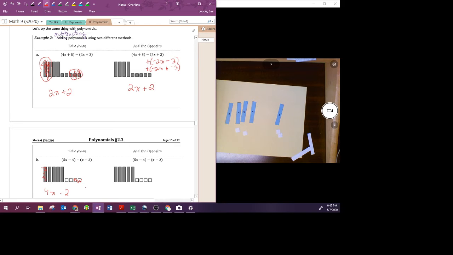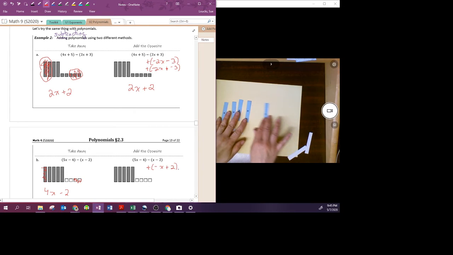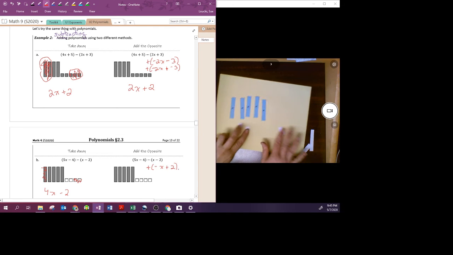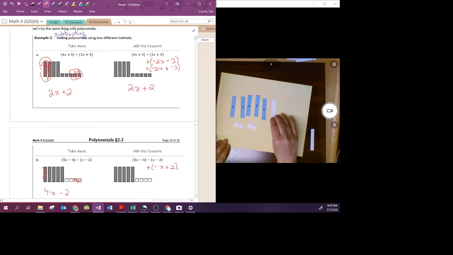Or I can add the opposite. I can change this to plus negative x plus 2. Okay, so if I go back to my 5x minus 4, I can add a negative x and 2 pluses, 2 plus 1s. All right, oops, plus 1s.